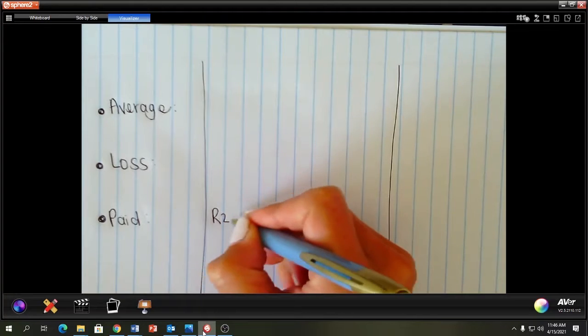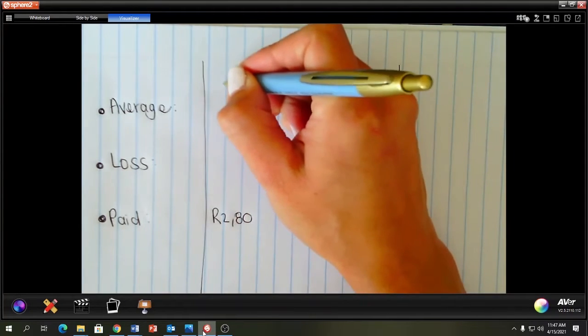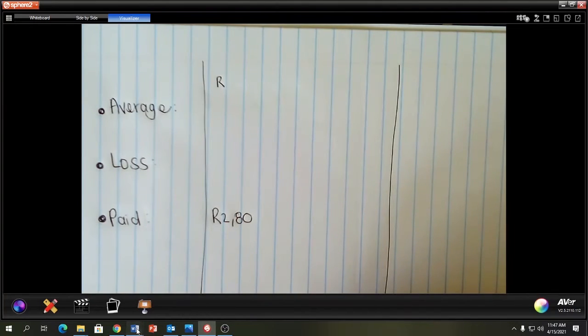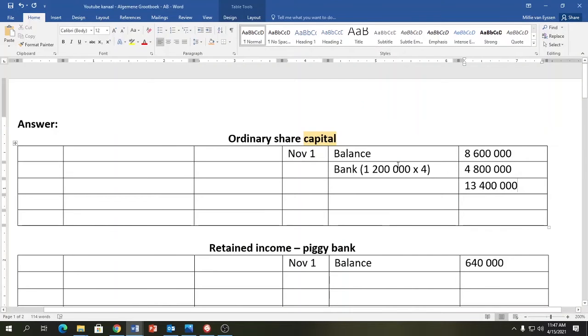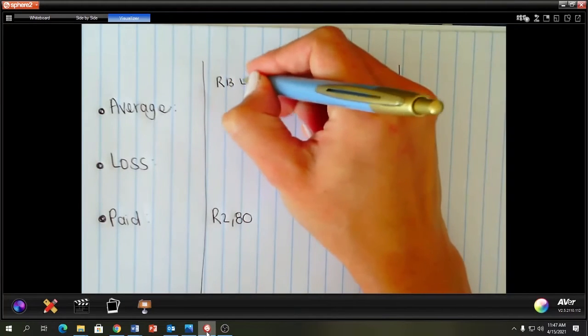They already gave me the paid amount. I'm paying R2.80 for the shares. In order to work out the average, I need to take the full rand amount. So what I did was I already quickly added up all my capital, all my shares. So that is what I had in issue. Then I added 1.2 million. So my total rand amount is 13.4 million rand. So that goes on top, 13.4 million.